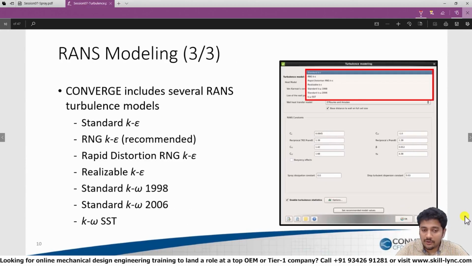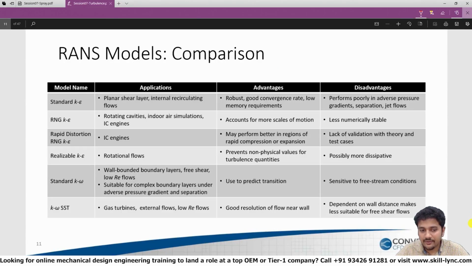So with respect to CONVERGE, you have your standard K epsilon, RNG K epsilon, rapid distortion RNG K epsilon, realizable K epsilon, standard K omega, and variants of it. Now for IC engine simulations, we recommend that RNG K epsilon be used, and this is more from experience and by validating a lot of cases with experimental data. So here's a general reference slide which you can use. As I said, RNG K epsilon is quite applicable for IC engine cases because a lot of validation has already been done with CONVERGE.